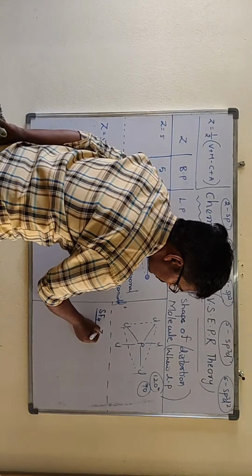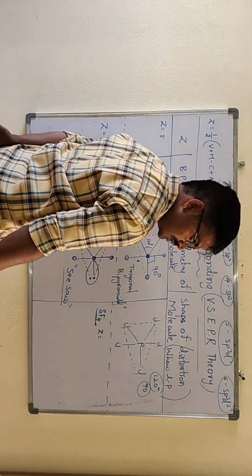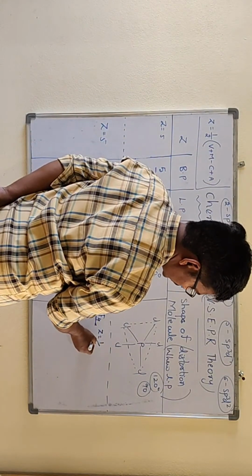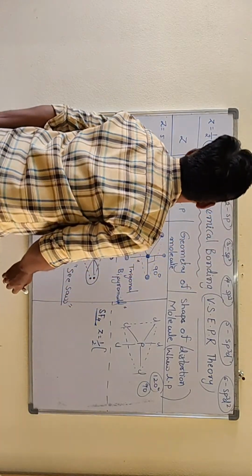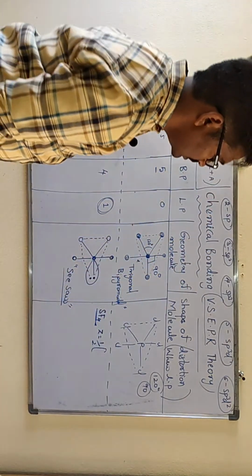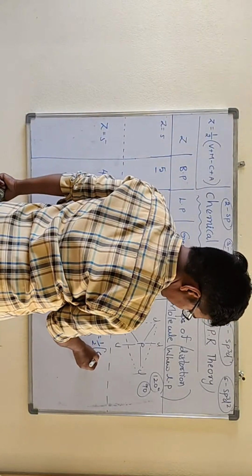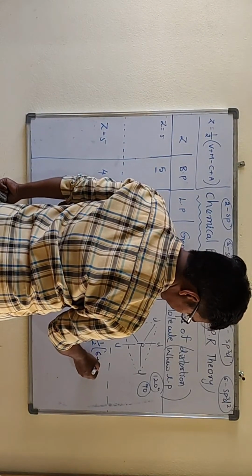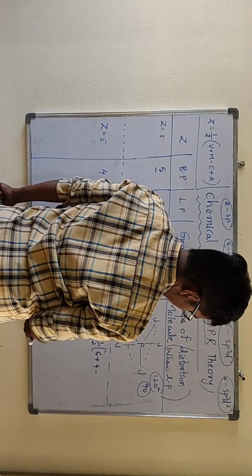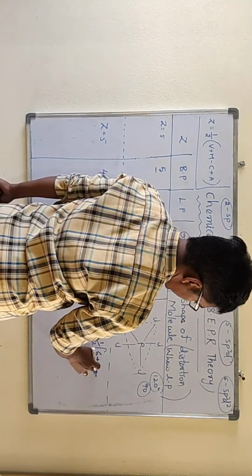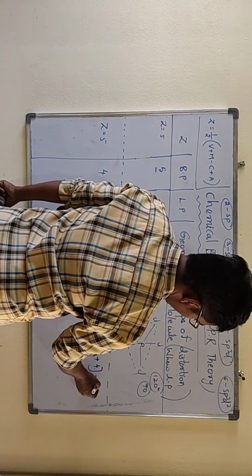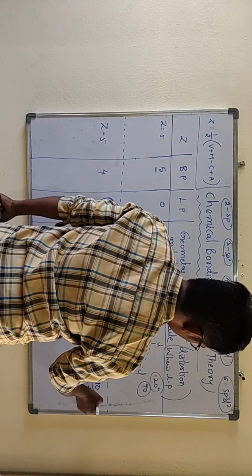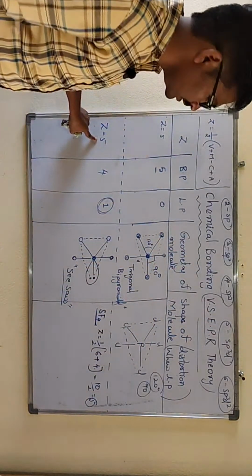First you have to find out the Z value for this. Z value is 1 by 2 into the total valence electrons. Sulfur is group 16, so 6 electrons, plus monovalent atoms are 4, minus charge of cation, nothing there, plus charge of anion, nothing there. So 10 divided by 2 you can get, it is 5, right? So the Z value we got is 5.